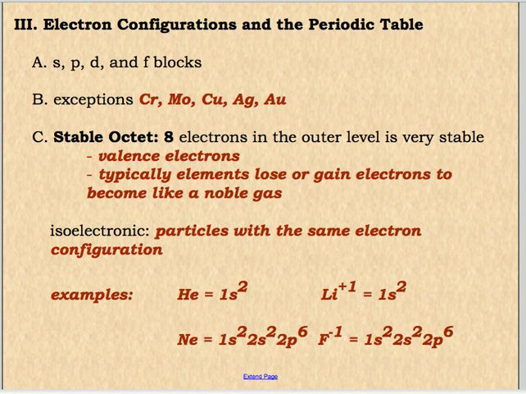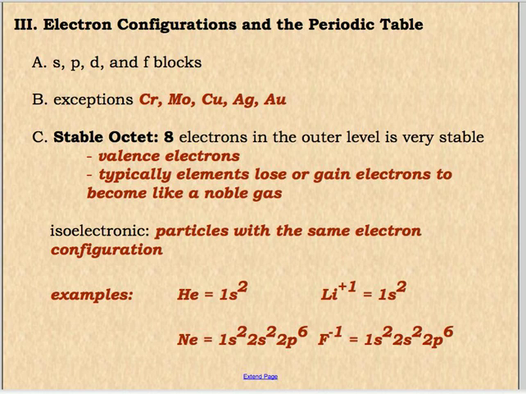You also want to remember that when elements are doing things, they are striving for that stable octet. For whatever energetic reasons, when you have 8 electrons in your valence shell, it makes you pretty stable. So when you're an element, you're going to gain or lose electrons to become like that. We have 2 examples down here. These are called isoelectronic.